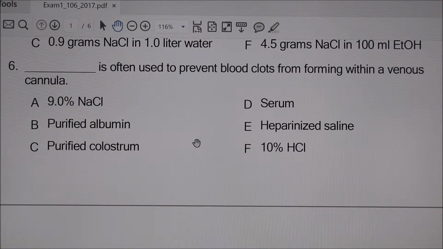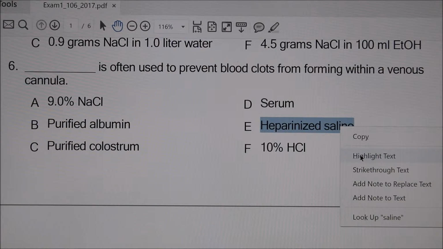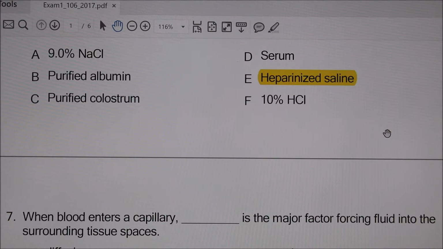Okay, so then what we have here is something often used to prevent clots from forming within a venous cannula. I remember this was a videotape. It had a picture of a tube inside a vein, and you need some kind of anticoagulant, and the only one mentioned there is heparin, so heparinized saline is often used to prevent clots from forming.